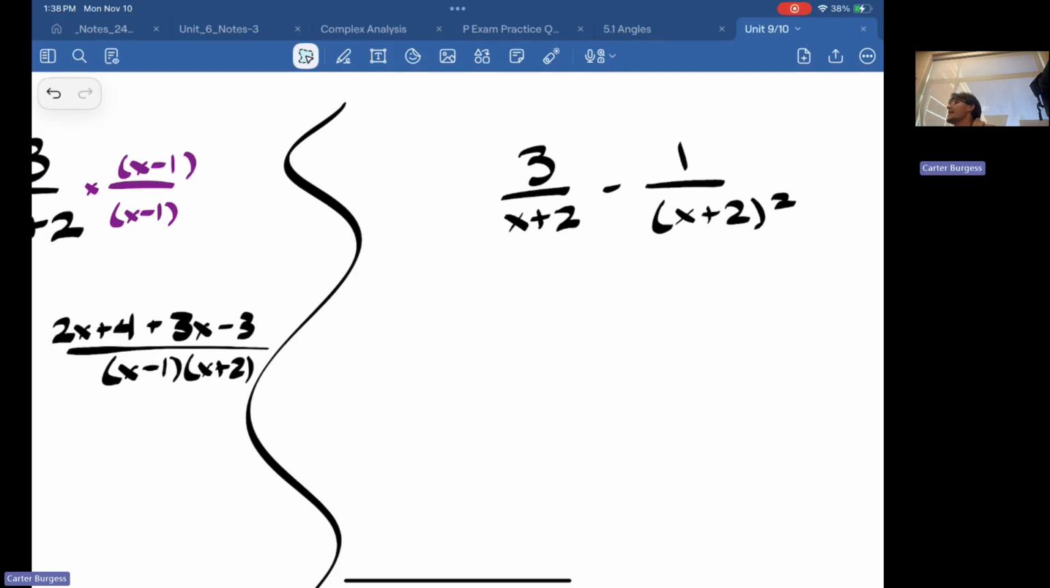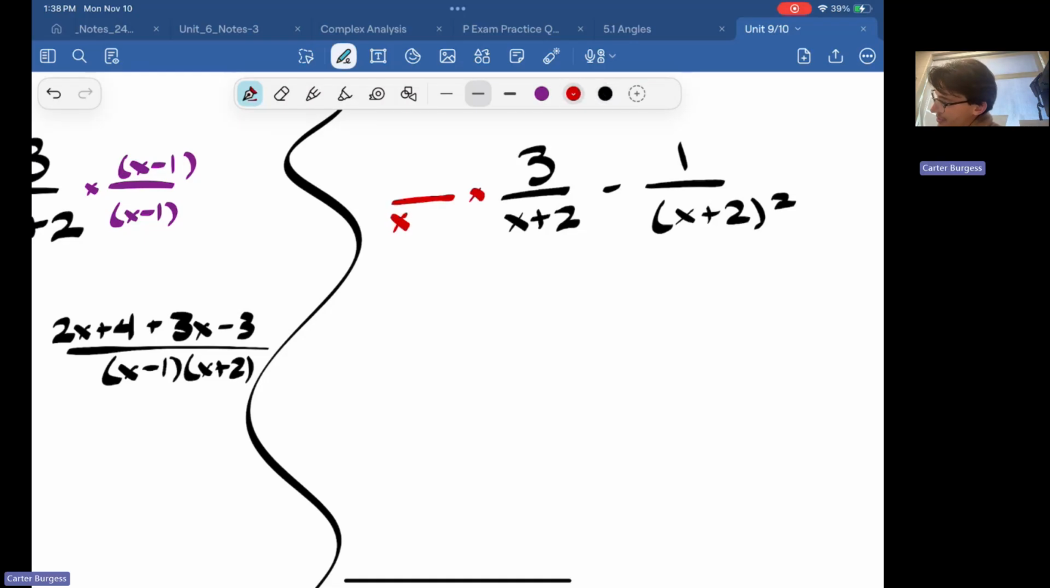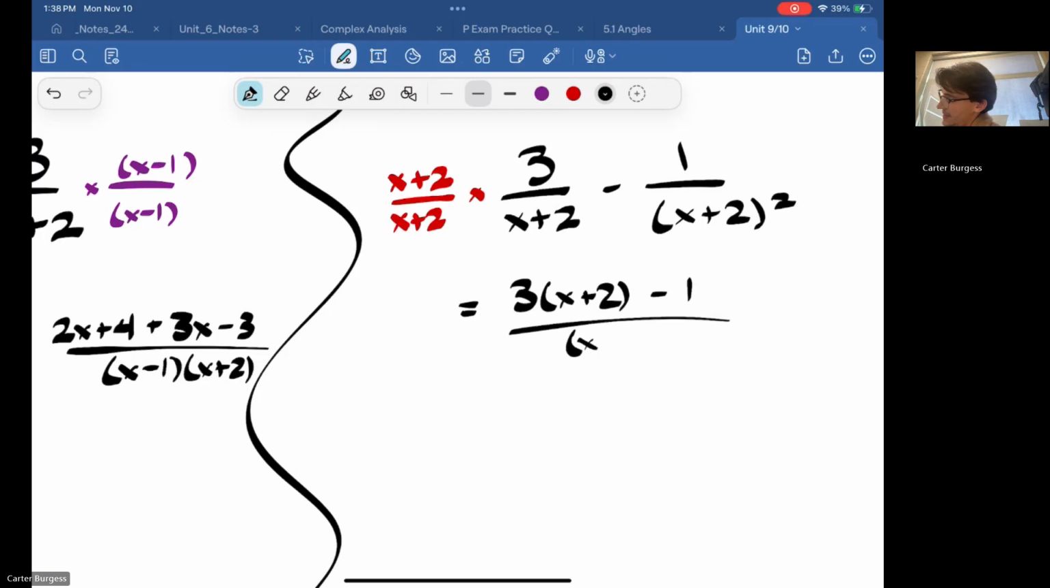Yeah, the only thing I need to do here to get these denominators to match is just multiply the leftmost fraction. If I multiply the leftmost fraction by an x plus 2 on top and bottom, then I should be good. I should have the x plus 2 squared that we need. And so this would be 3 times x plus 2 minus 1 over x plus 2 squared. And I'll leave as an exercise to the reader to simplify that ever so slightly.